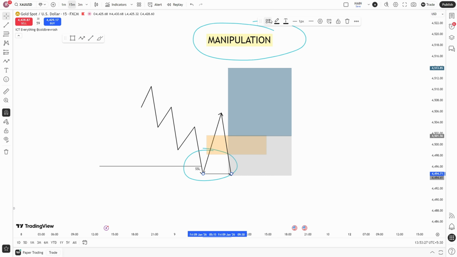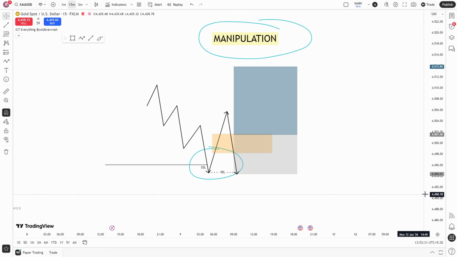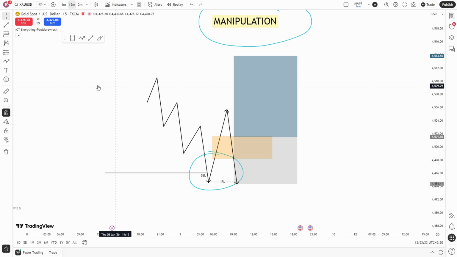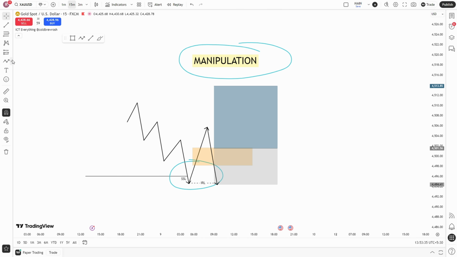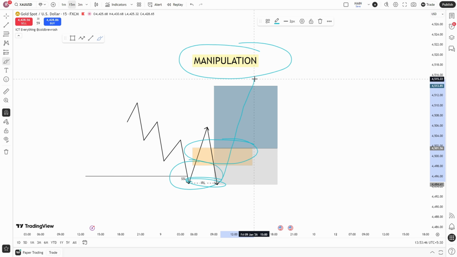This second move is not random. This is the manipulation leg. The first liquidity sweep was not the entry. It was designed to invite early traders in. The fair value gap was used as bait, and the inversion was created to remove weak hands and clean stops. Only after manipulation is complete, the real expansion begins.